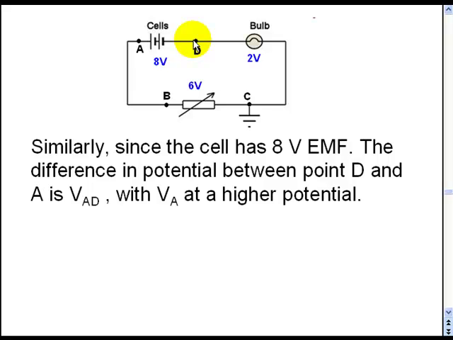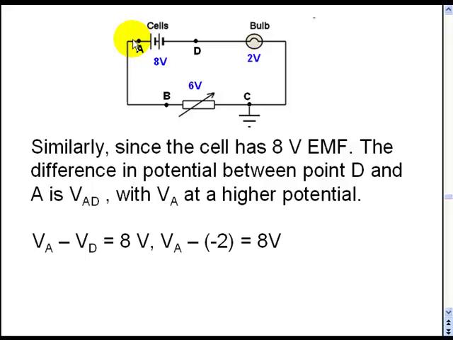Similarly, since the cell has 8 volt EMF, the difference in potential between point D and A is VAD, with VA at a higher potential. VA minus VD is equal to 8 volts. VA minus (minus 2) is equal to 8 volts. Since VA plus 2 is equal to 8 volts, VA is equal to 6 volts.